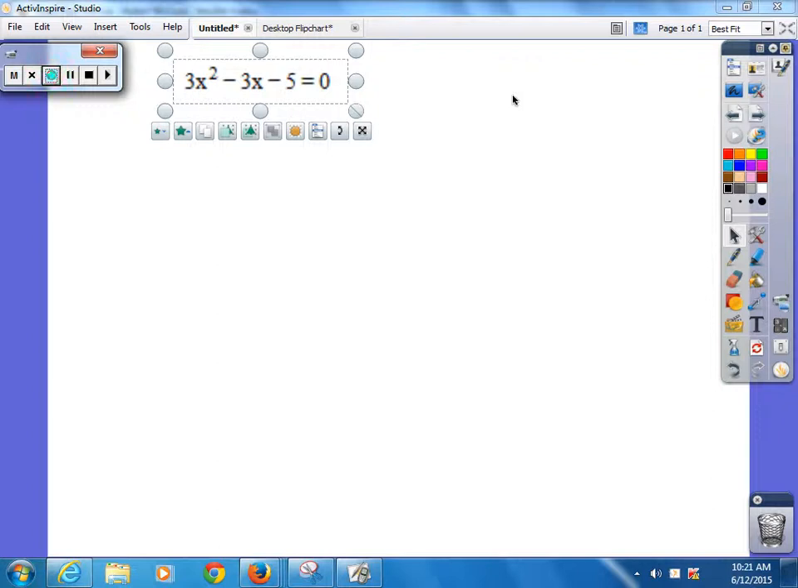Whatever we take out of the problem, we put it outside of the parentheses on the other side of the problem, right? Yep. Okay.